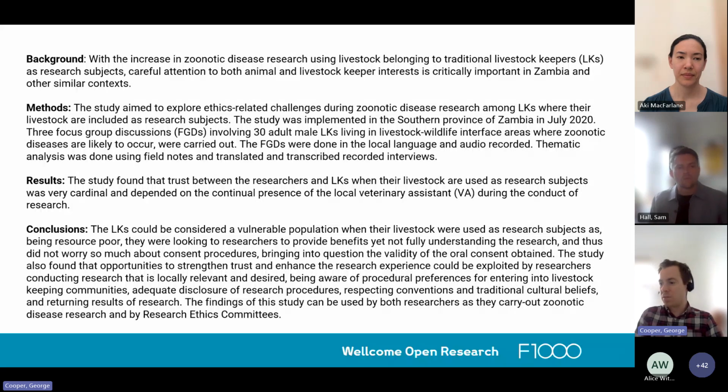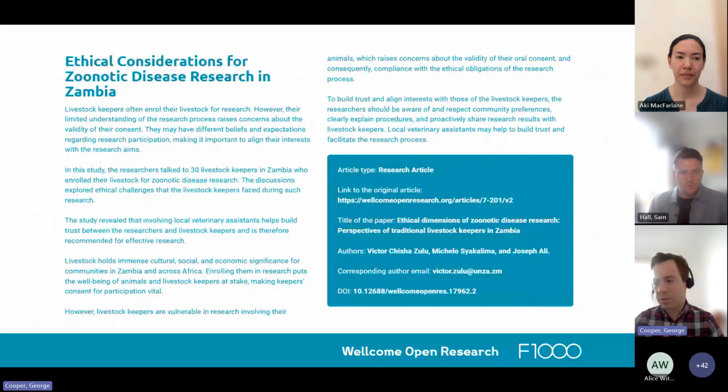So the FGDs were done in the local language and audio recorded. Who were they done by? You might want to lead with a subject there. So the researchers conducted FGDs, etc. So yeah, you can see how that's been developed in the next slide again.